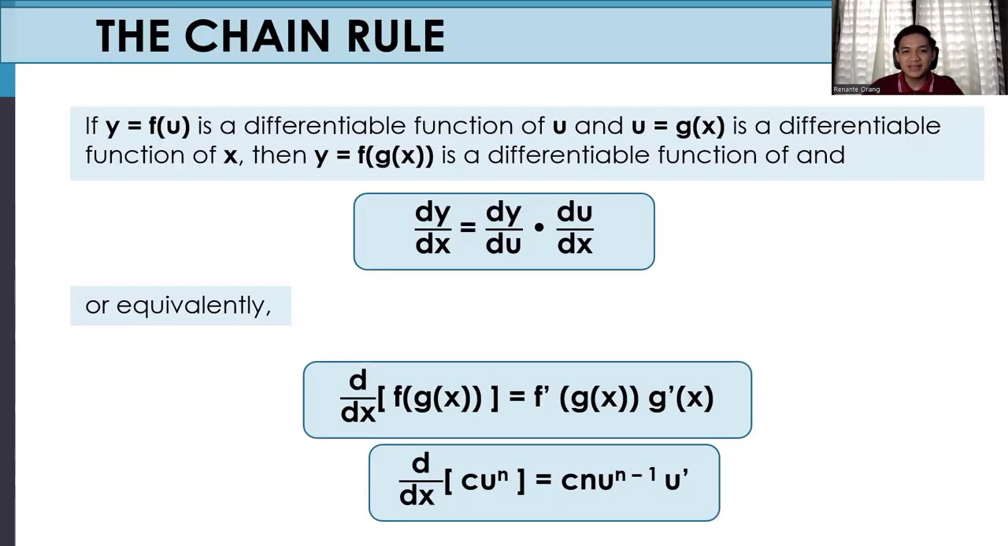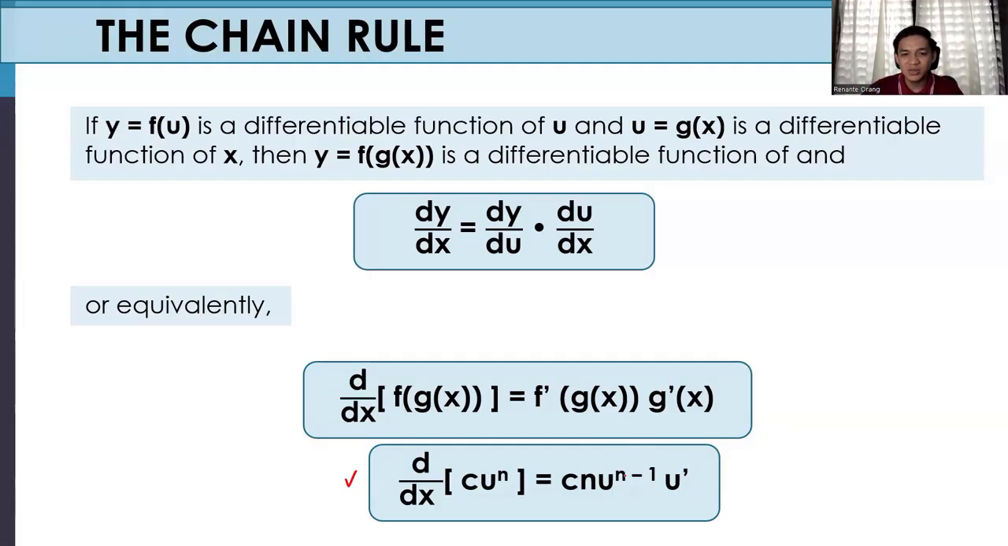Next topic natin, class, is called as the chain rule. Ang chain rule, ginagamit natin if we are differentiating a function within a function. So, sa mga formulas dito, class, ito yung pinaka-ginagamit ko. That is the derivative with respect to x of our constant u^n is equivalent to constant n u raised to n minus 1 multiplied by u prime.